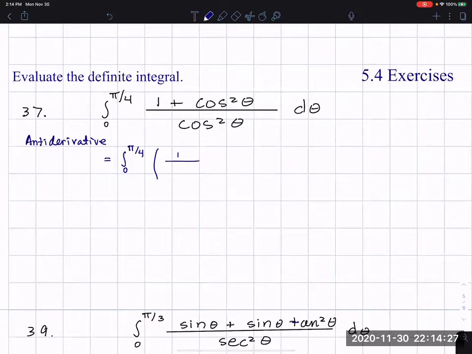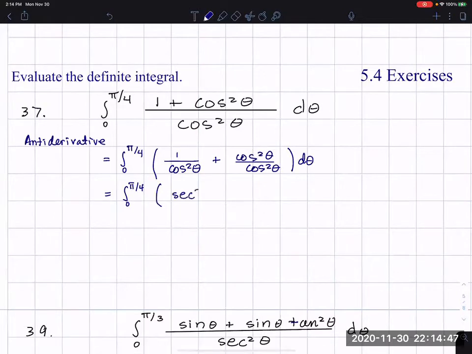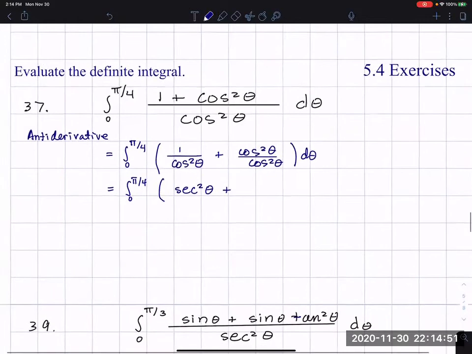So I have 1 over cosine squared theta. I can break up the numerator, but not the denominator. Cosine squared theta over cosine squared theta, and all of that d theta. Now, next we have to remember that 1 over cosine theta is secant theta. And so this gives secant squared theta. And then cosine squared theta divided by cosine squared theta gives 1.